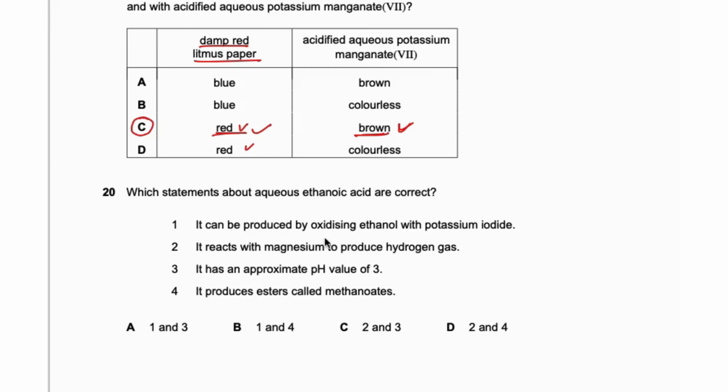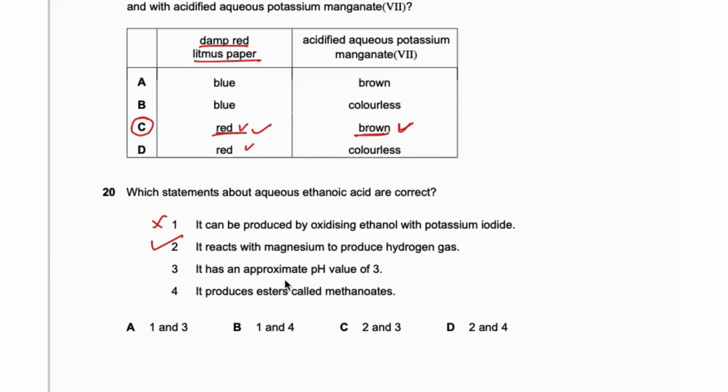It can be produced by oxidizing ethanol to potassium iodide with potassium iodide. It cannot be. Is wrong. It reacts with magnesium to produce hydrogen gas. Yes. It reacts with magnesium to produce hydrogen gas. It is there in the book.